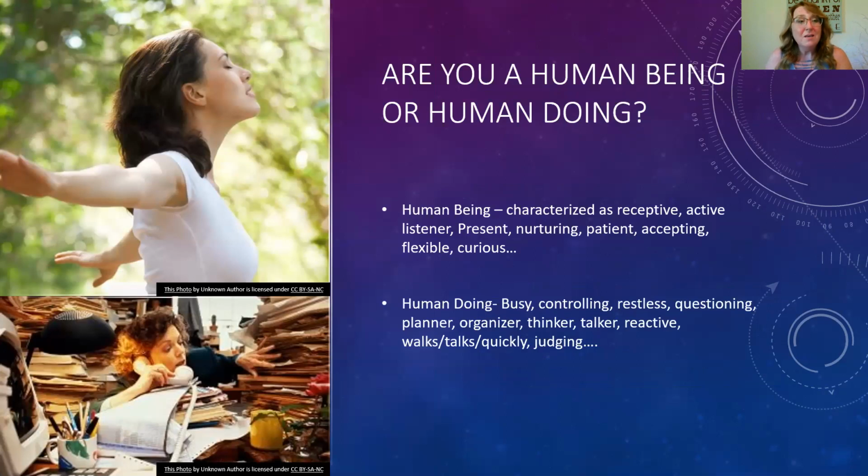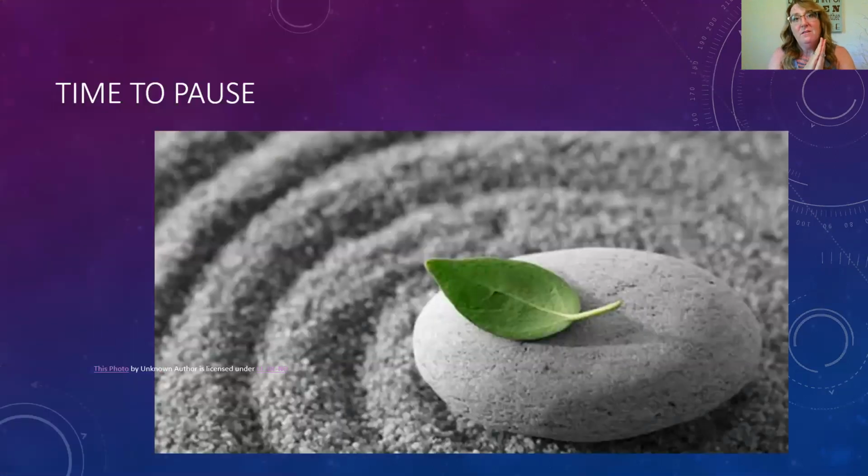A human doing is the person below. I'm busy, I'm controlling, I'm restless, I question everything, I'm a planner, I'm an organizer, I'm a thinker, I'm a talker, I'm reactive, I walk, talk, chew gum quickly, judging, woe is me, victimization. And these things happen without our knowledge. If we don't tap into who we are, then we will just morph into a human doing, because life can just keep packing it on and we can keep letting it, unless we become self-aware. So it's time for us to pause.